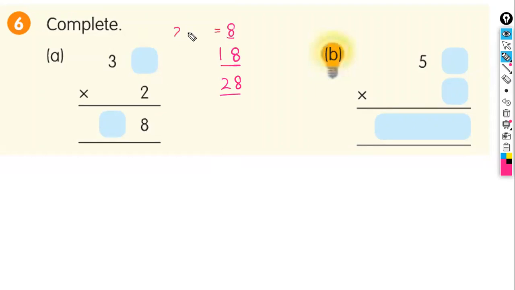As we all know that 2 times 4 is equal to 8. So I can simply put here that 2 4 times is 8. And this 2 3 times is 6.